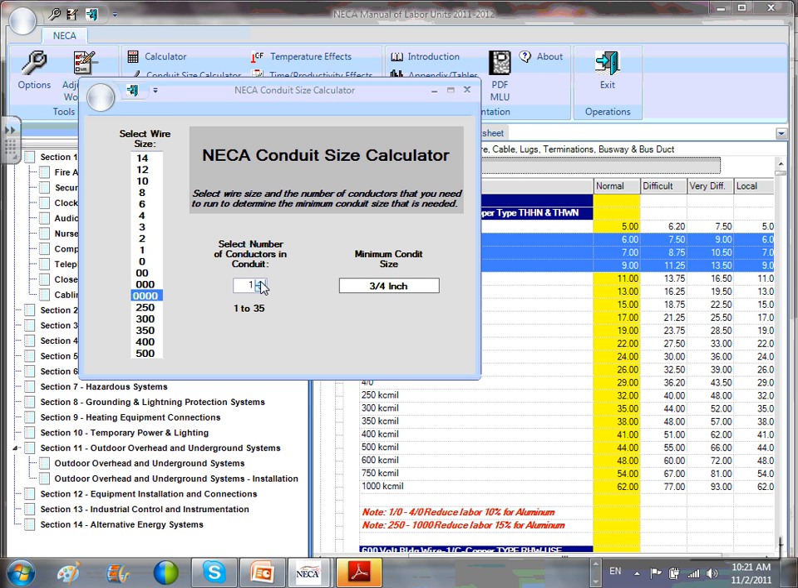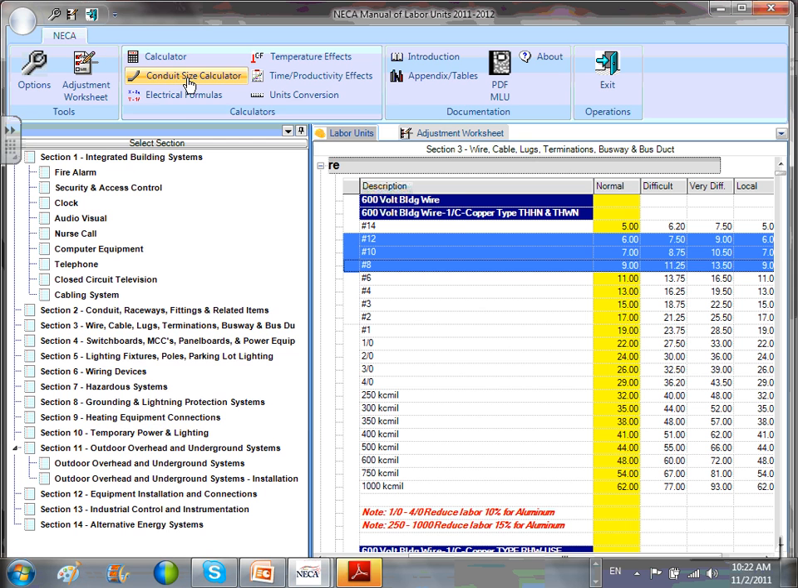Here's number 3. Here's 4 conductors, number 4 aught. They give you 2-inch, and I believe they are defaulting to EMT. The default is EMT. Okay, so that's your calculator.